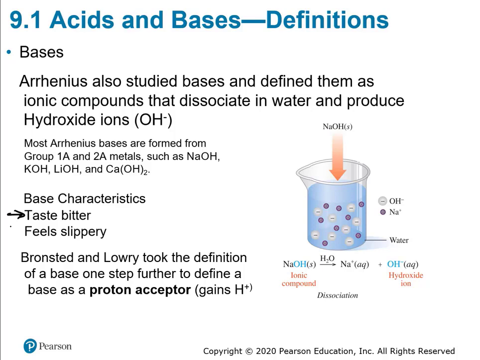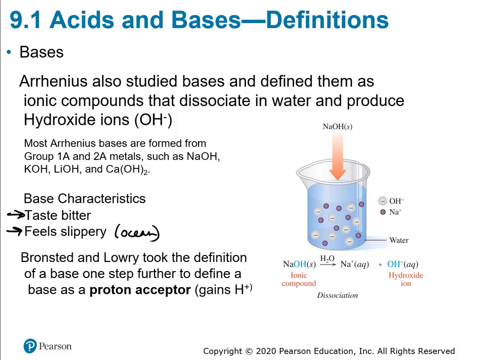That's that bitter taste. You have more bitter receptors on the back of your tongue, whereas you have sour receptors on the sides. It also feels slippery. And I always think of the ocean. When you go swimming in the ocean, you know how your skin feels really slick? That's because the ocean is actually slightly basic. It's about a pH of 8.